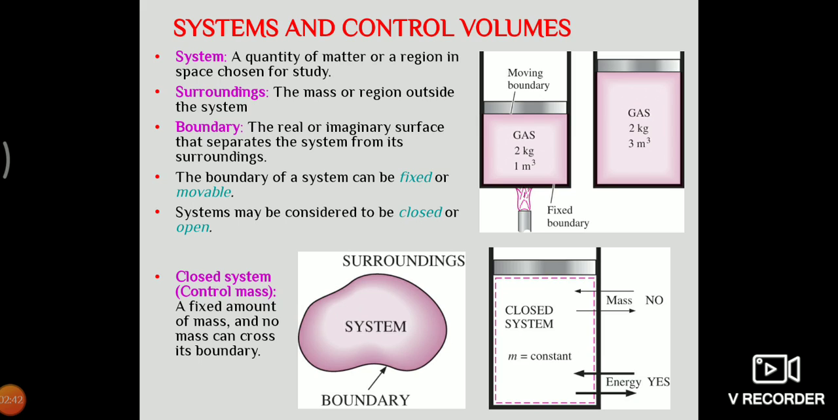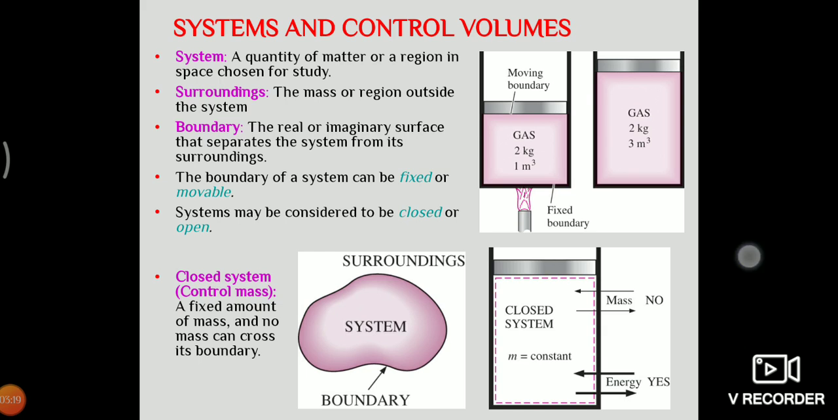The volume of the closed system may vary, hence its boundary is movable. Just remember one thing regarding a closed system: neither mass can enter or leave the system, but energy can leave or enter the system. Energy in the form of heat or work can cross the boundary. No mass, only energy in the form of heat and work can cross the boundary, as shown in this particular system.